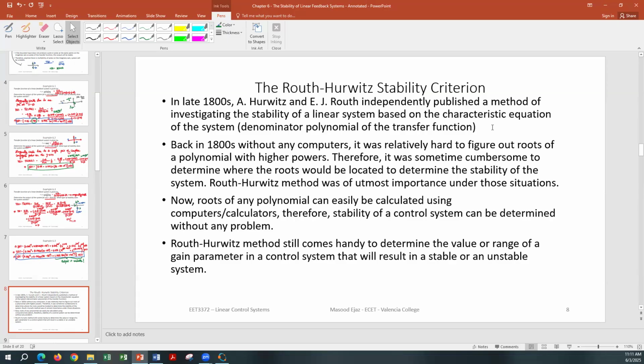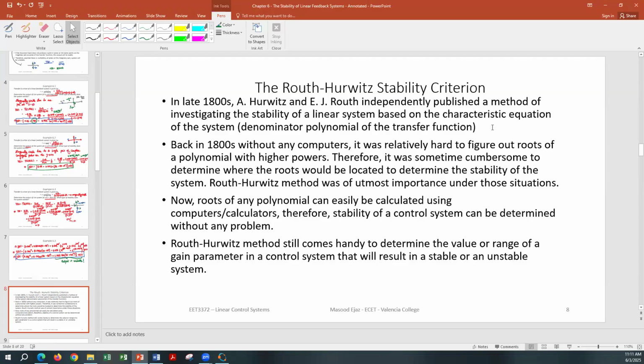Now back in the 1800s, there were no computers. They did not have the luxury of finding roots by just typing roots. Now we can do that, so we know exactly what is located where. They had to go through all these things that you're going to see in order to figure out, even for the easiest of systems, if it is stable or unstable. Now we can easily find out the location of poles, and we can determine if the system is stable, unstable, or so. That's not the point now for using this method.